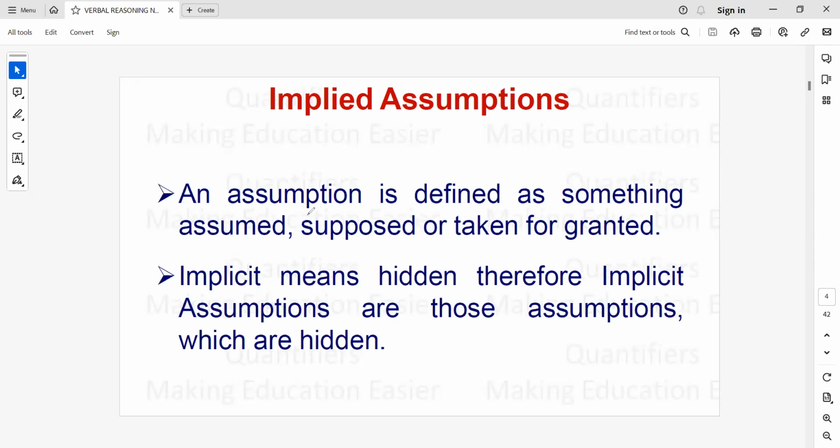Now, in a very technical word, an assumption is something that is assumed, supposed, or taken for granted. Since the word is implied or implicit assumption, that means something that is hidden. So it is hidden, therefore implicit. Before we get into the next slide, let's understand what assumptions are basically.